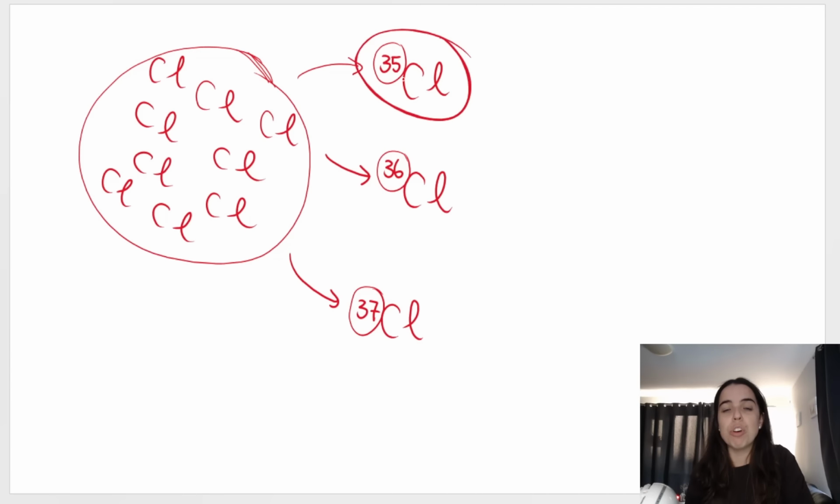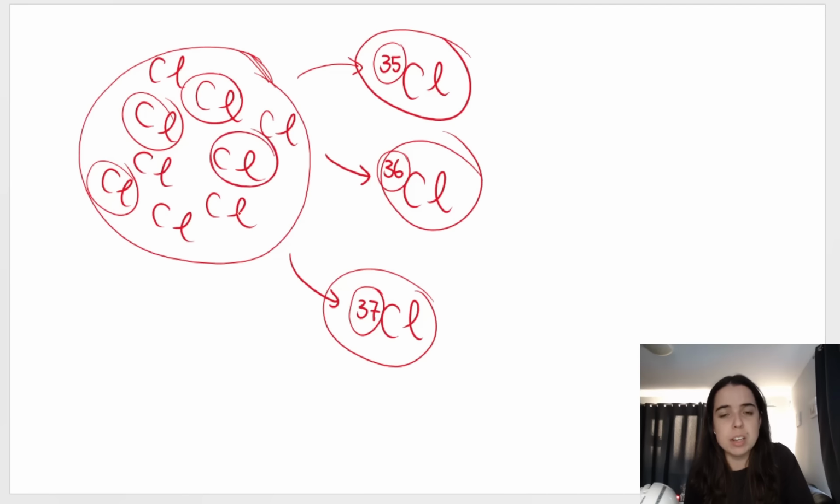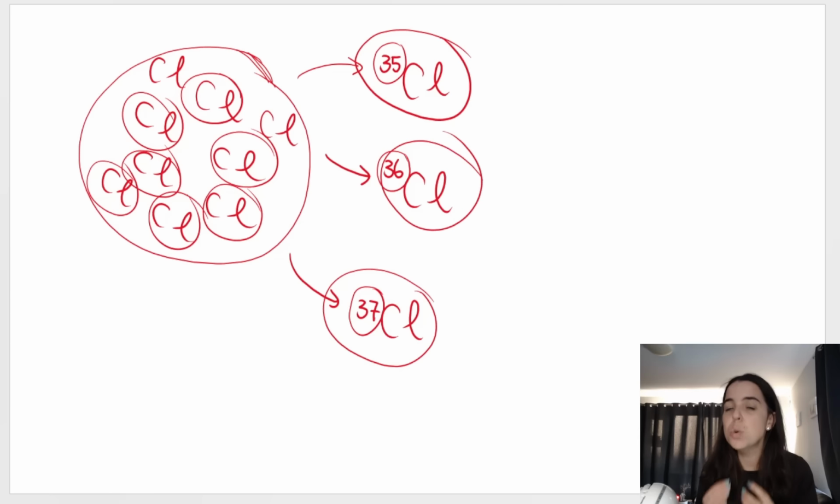So this atom of chlorine has an atomic mass number of 35. This atom has an atomic mass of 36. This one has 37. So maybe that one's 35, that one's 35, that one's 35, that one's 35. This one's 36, and these are 37. Something like that. So that's what I mean.